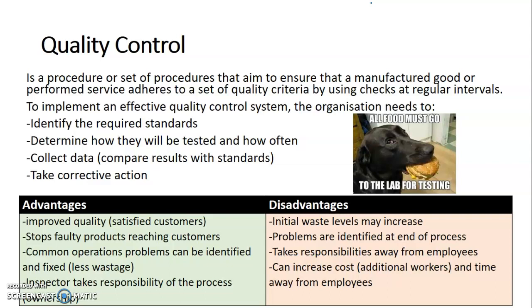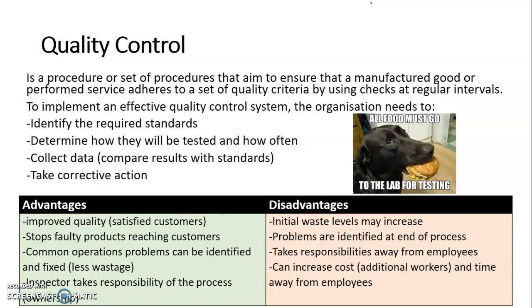So how do we do it? We need to make sure that we identify what standards we want them to meet, that we test on a regular basis, and that we collect data, so collect our results. And then if the standards are not being met and if our data continually shows that, we put action in place to fix that up.